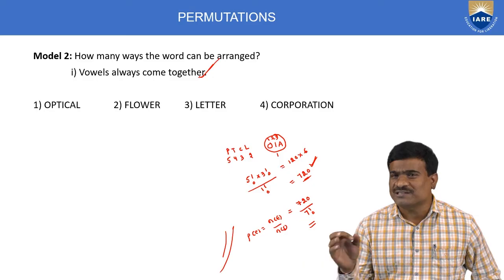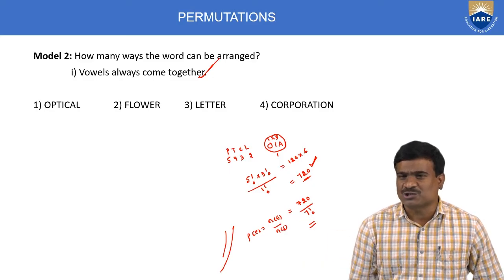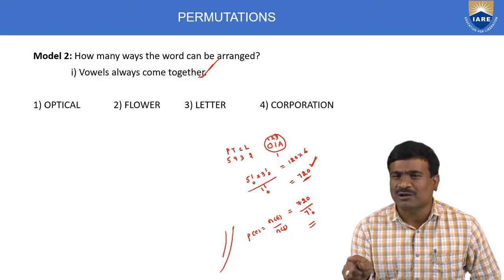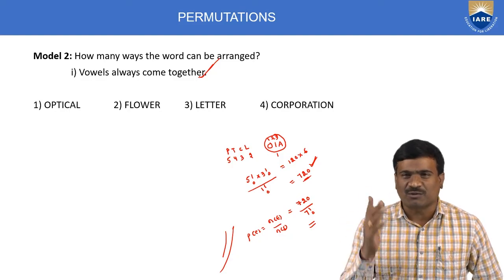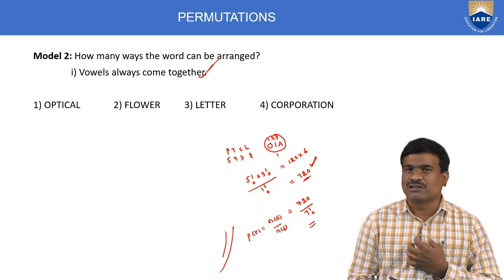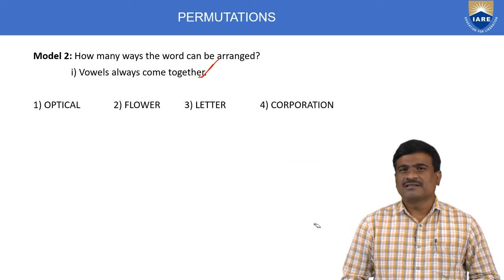Right, all these questions: first one, second one, third one, fourth question. If you want the probability, the denominator is the total number of arrangements, found by using the first model concept. Here the answer is 720, for the case where all the vowels always come together.